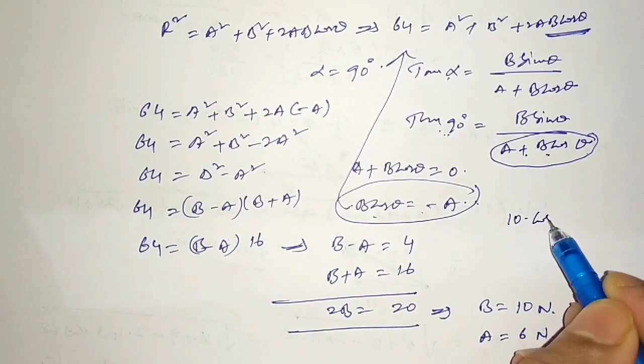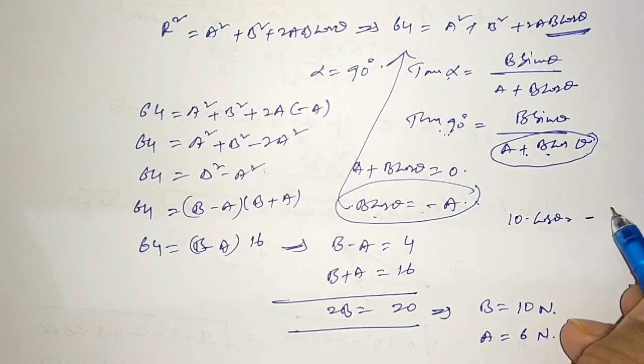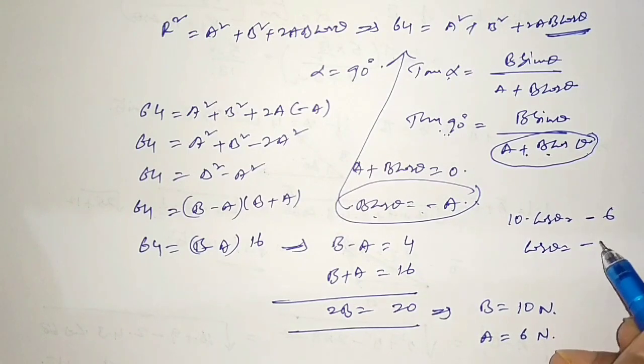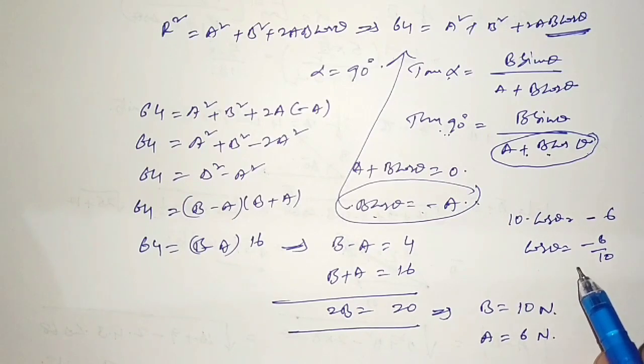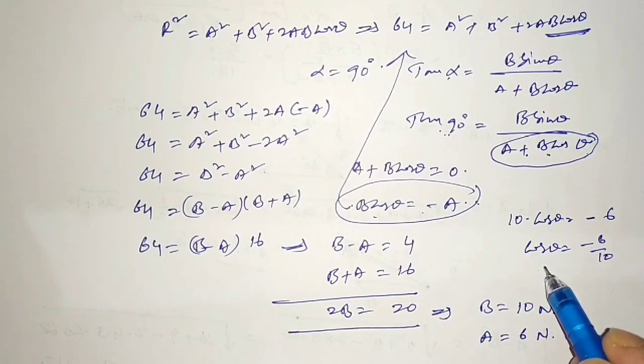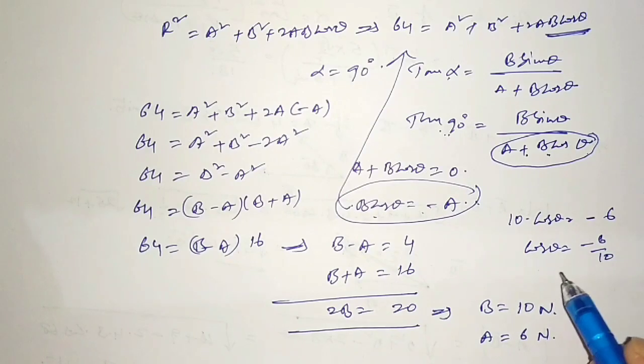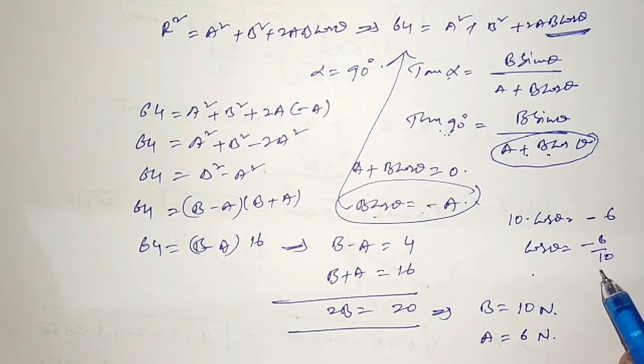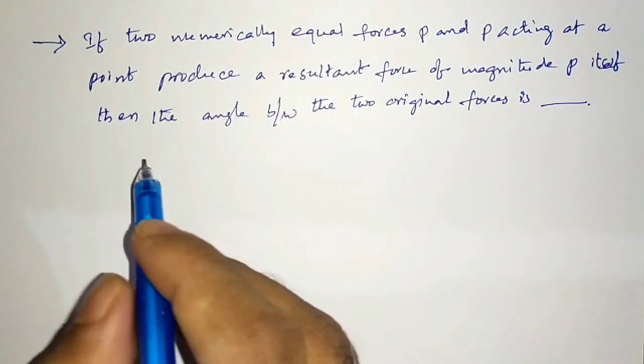You substitute the values here. 10 into cos theta is equal to minus 6. Then cos theta is equal to minus 6 by 10. You can simplify that, or else you can leave it as that. So then theta is equal to cos inverse of minus 6 by 10 is the answer. Understood? Right.